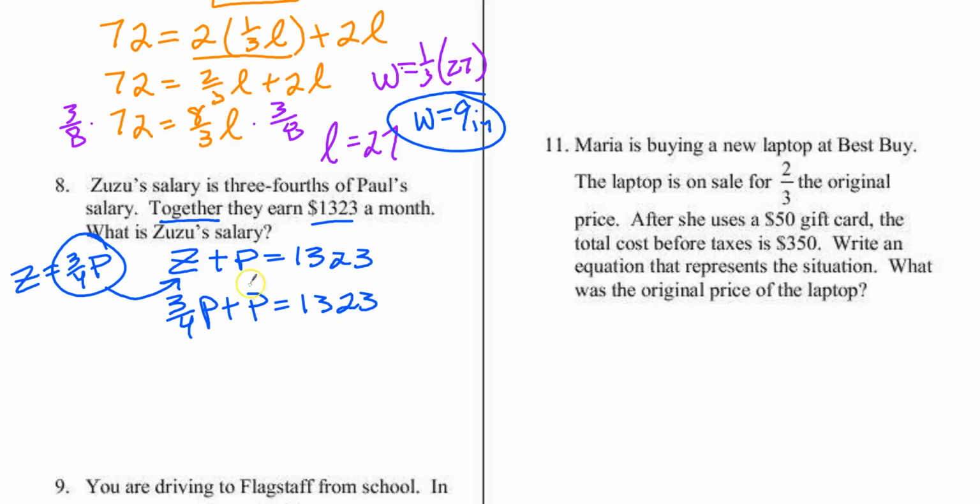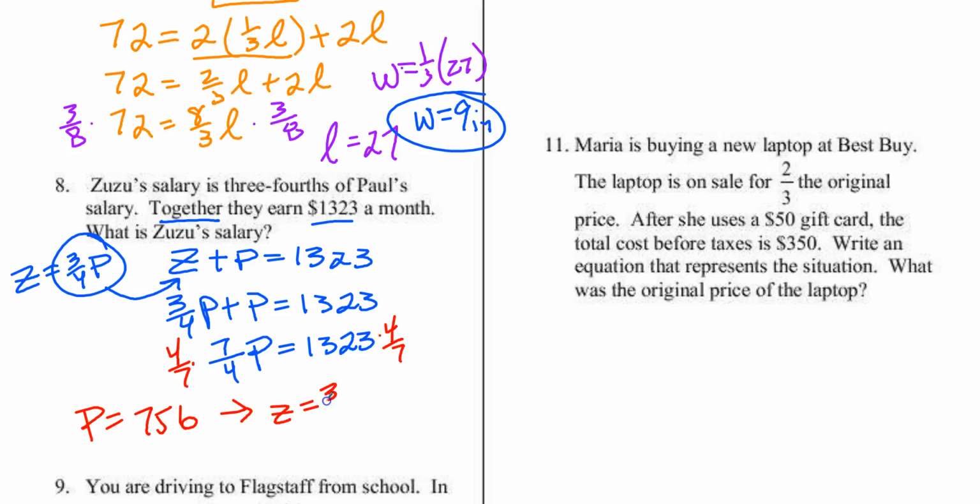Combine like terms, going to get 7/4 P is equal to 1,323. Multiply by the reciprocal. So Paul is going to make $756, and we know that Zuzu makes 3/4 of Paul. So that means that Zuzu is going to make $576.